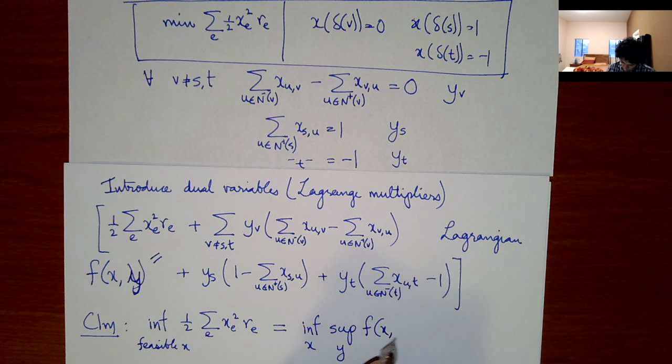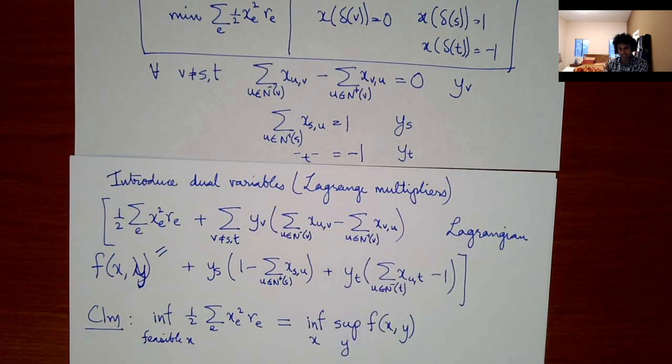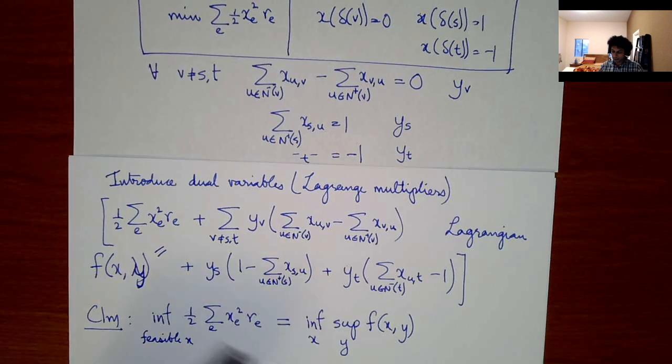Can you see why this is the case? And once you see the argument, it's actually quite clear. What happens if you chose an x that was infeasible? What happens if you chose an x that is infeasible here?